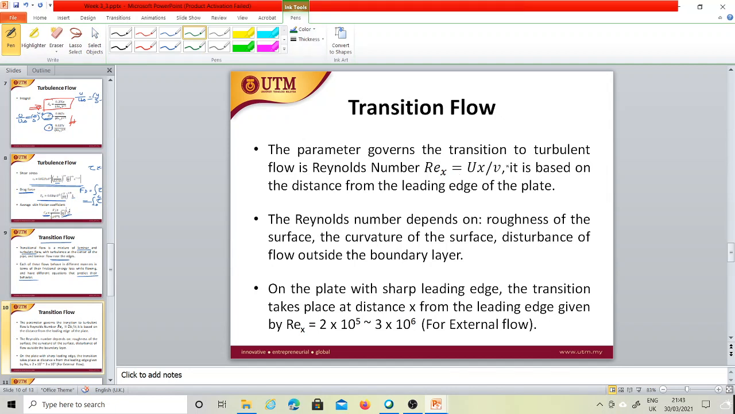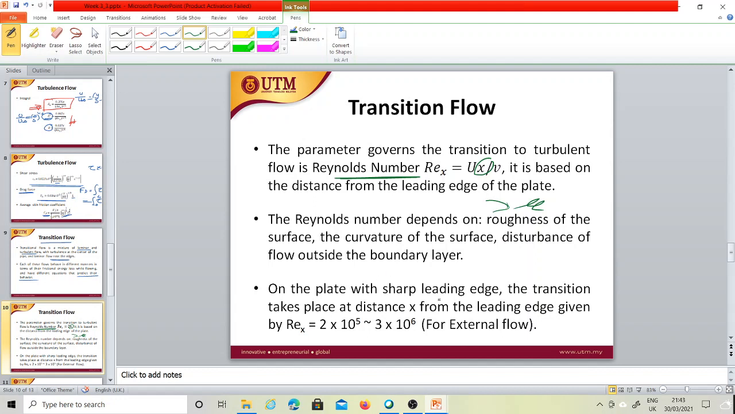And the parameter, actually turbulence, whatever it is, depends on the Reynolds number, you already know. Reynolds number means it depends on the value of x. So the Reynolds number depends on the roughness, that is mu, the viscosity, the curvature of the surface, which is also the viscosity, and the disturbance flow outside the boundary layer. So these all are based on mu, reflecting the mu here. Mu or nu, whatever you like, you can say.